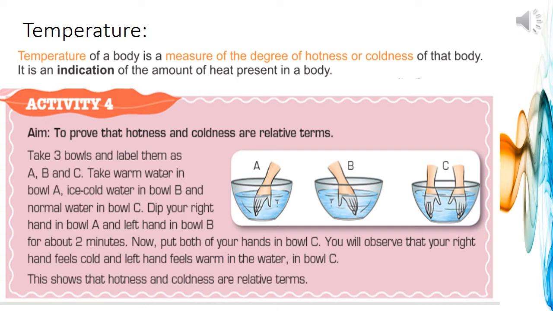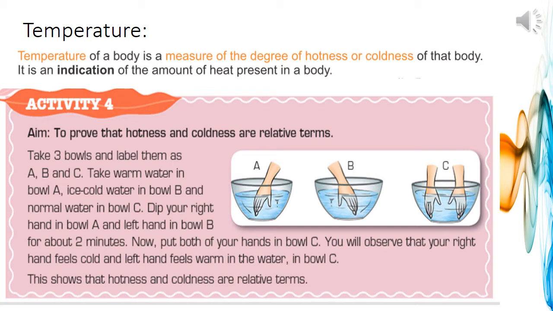Now here, what you will observe is vice versa. Your right hand, which was in bowl A, will feel cold, and your left hand, which was in bowl B, will feel warm. So this shows that hotness and coldness are relative terms, and this activity also shows that the sense of touch is not an accurate way to measure temperature.